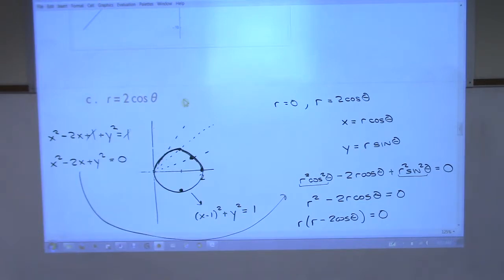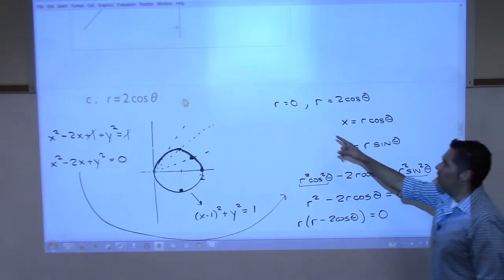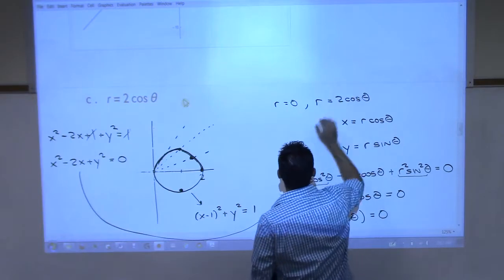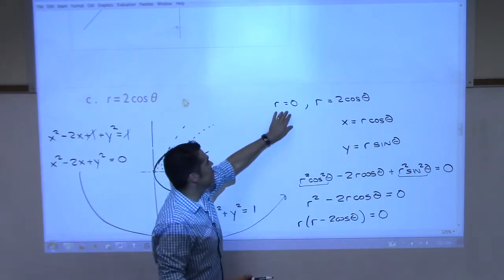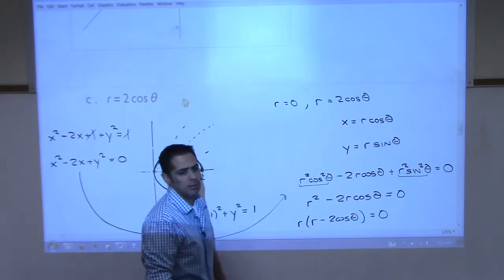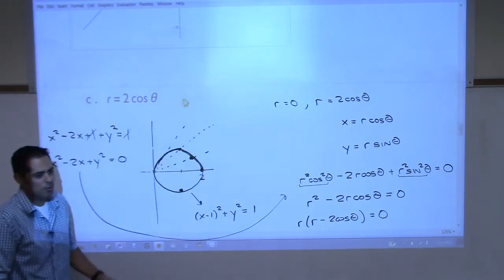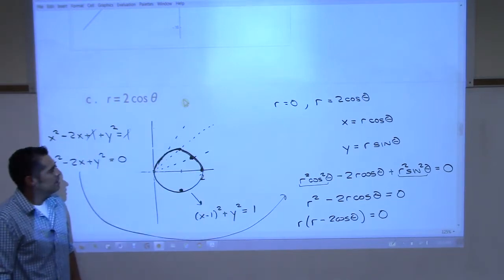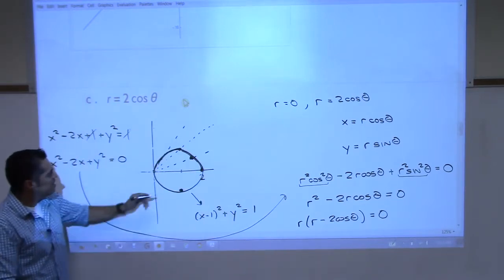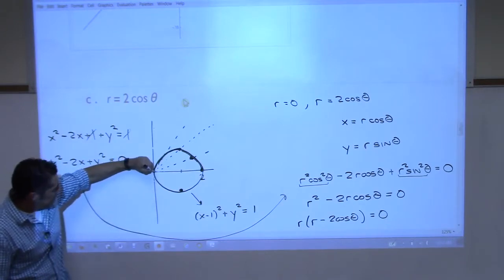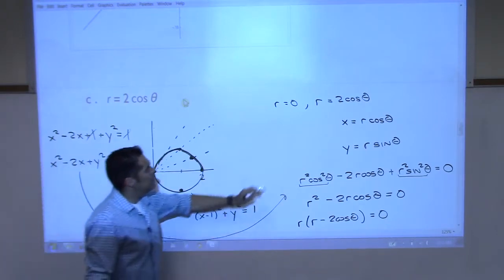Understand? Now, r equals 0. If I were to ask you, forget this right here, if I just said, hey, this is a polar equation, graph it, what would you graph? A dot at the origin. That's all it would be, just a dot at the origin. Okay, is the dot at the origin on this graph? Yes, okay. Now, how about this one?